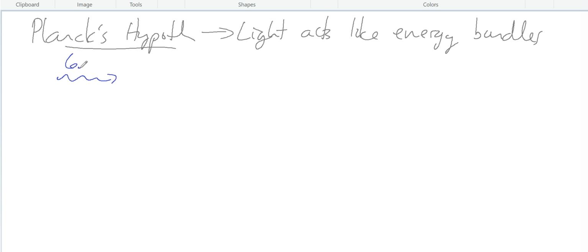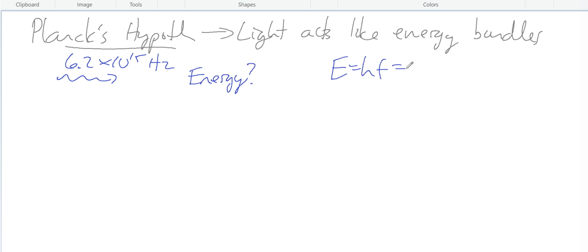Suppose we've got a 6.2 times 10 to the 15 hertz light wave, or a photon coming in, or a bundle of energy, whatever you want to call it, and we want to know how much energy it has. Well, we just have to use Planck's equation, and that's pretty straightforward. Energy is basically just hf. So we have the Planck constant, 6.626 times 10 to the negative 34. We multiply that by the frequency. We just take those two numbers and multiply them.